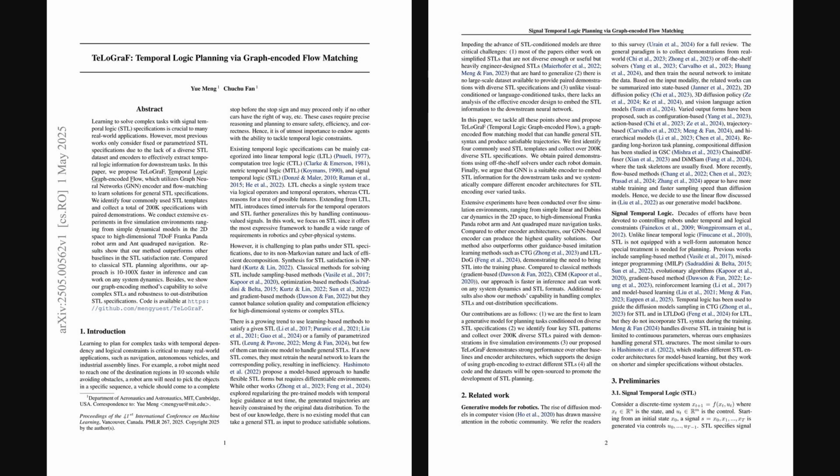Alright, we are looking at a research paper from Hugging Face's trending list, published just 7 days ago. TeLoGraF, Temporal Logic Planning via Graph-encoded Flow Matching. This paper introduces TeLoGraF, a method for AI to learn solutions for tasks defined by Signal Temporal Logic, or STL. These are complex instructions involving timing and logic, so it uses a graph neural network, a type of AI processing graph-structured data to understand these signal temporal logic instructions, and flow matching to generate plans that follow them.